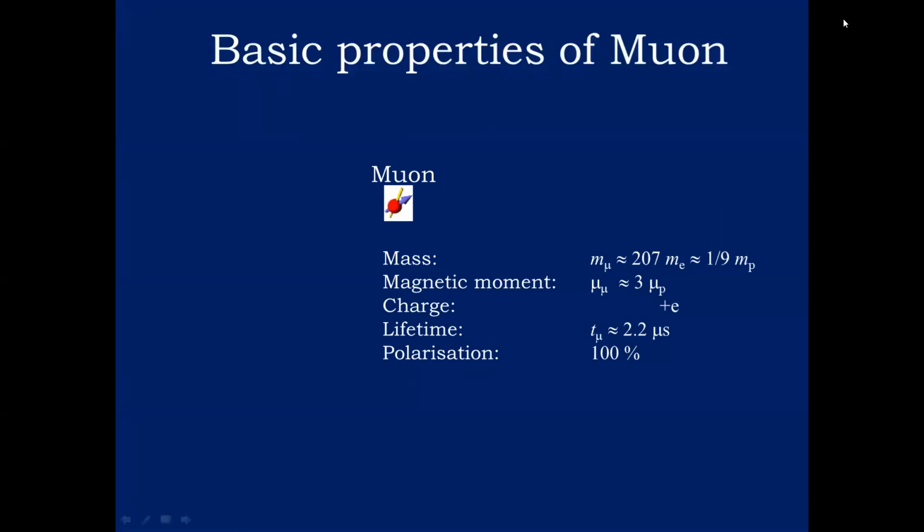It has a mass of 207 times the mass of the electron and 1/9 the mass of the proton. One can call it a heavy electron as well. It has a magnetic moment 3 times the magnetic moment of the proton. It has a charge value similar to the electron, but both positive and negative muons are possible.